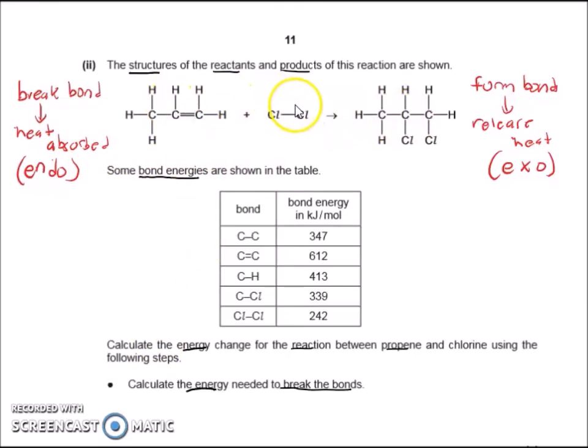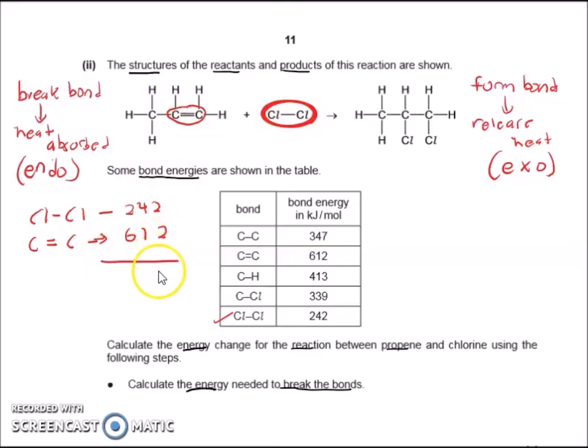Now we have to make sure which bonds are to be calculated here. You can see this bond we have to take into account. So chlorine, and then here there will be a double bond. Look at this double bond. They will break this carbon to carbon double bond. So here the calculation is chlorine 242, and carbon double bond carbon is 612. So this is the only bonding that is broken over here. Summing this up, you will get 854 joules. This is the endothermic part.